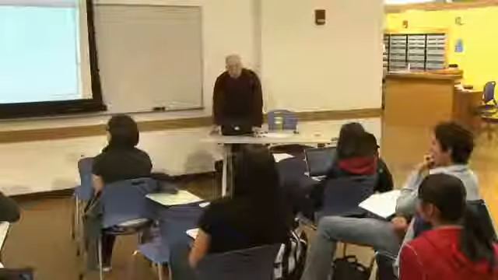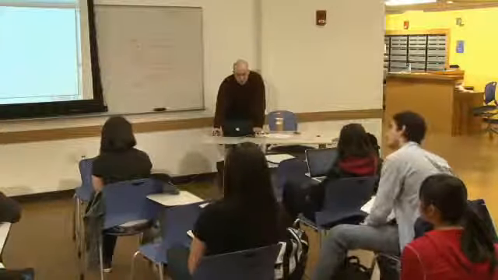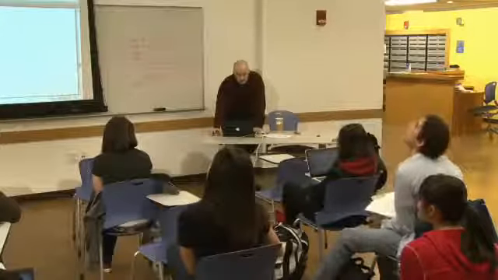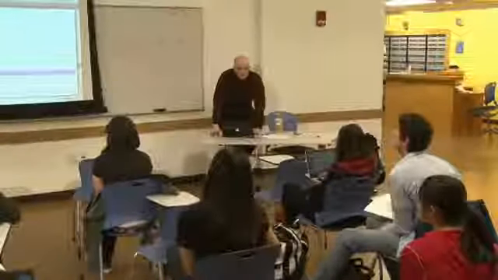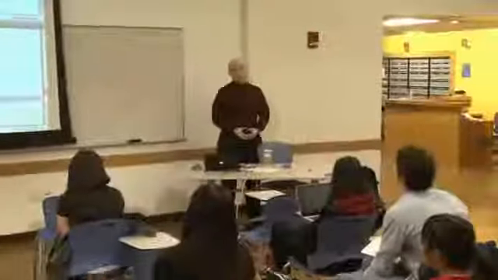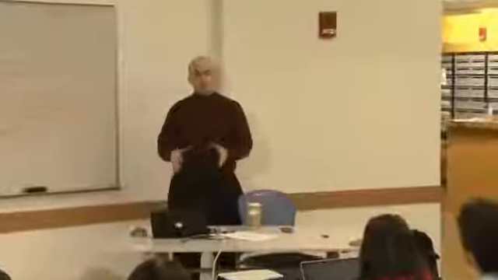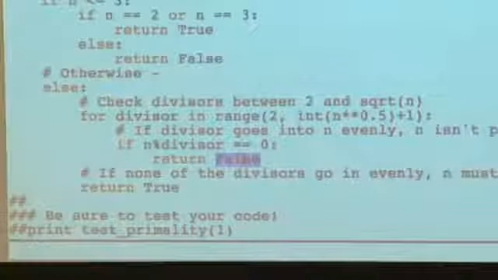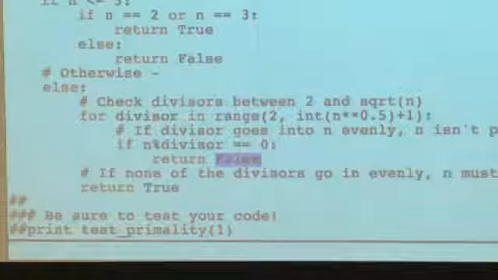Does return stop the loop? Yes. Because, well, think about what return is doing. You're in this function test primality, right? And as soon as Python sees return, that's telling Python to kick out of the function and return whatever is after the return statement. So this false here, it says return false. That means that it doesn't matter where you are, it's just going to kick out of the function that encloses that return, and return that value. Any questions?